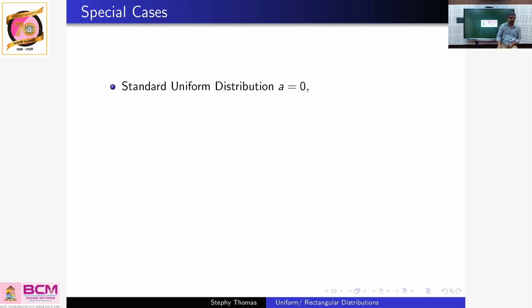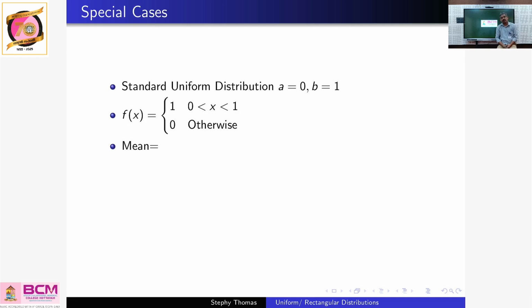First one is called the standard uniform distribution. That is the case where a equal to 0 and b equal to 1. So the standard uniform distribution is the case where b equal to 1 and a equal to 0. And then the density function becomes, you know that in the case of uniform a to b, it was 1 by b minus a. So with b equal to 1, a equal to 0, it becomes 1, and the range of variation is 0 less than x less than 1.